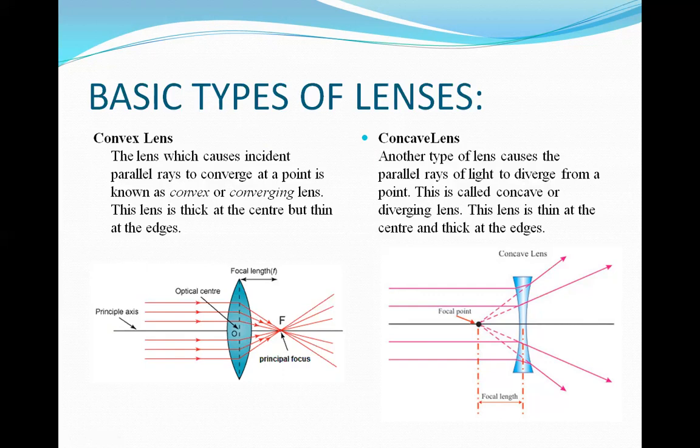Another type of lens which causes the parallel rays of light to diverge from a point is called concave or diverging lens. It's called diverging lens because it spreads all the incoming rays of light. They are not actually going to focus at one point, but they appear to be focused at a point behind the lens. This is its focal point, and the distance from the center of the lens to the focal point is known as focal length.